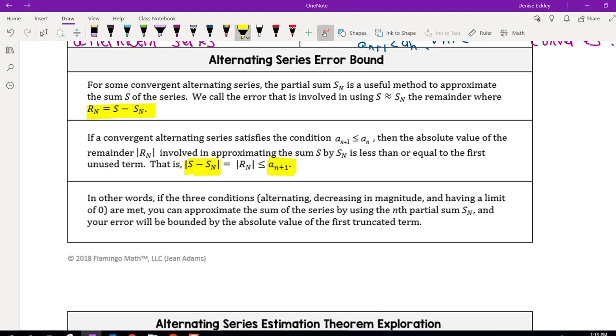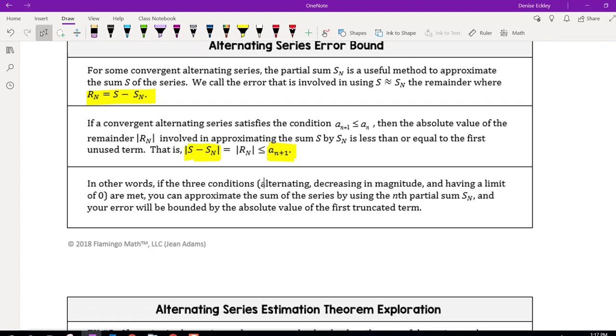So we have our three conditions for having a convergent series. It's alternating, decreasing in magnitude, and it has a limit of 0. If those are met, then we can approximate that sum using an nth partial sum, and our error will always be bounded by the absolute value of the first truncated term. So if you're going to approximate the sum with the first 100 terms, then the 101st term will bound the error.